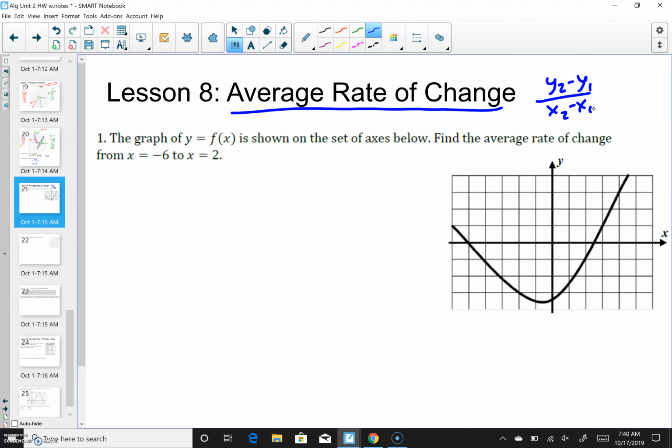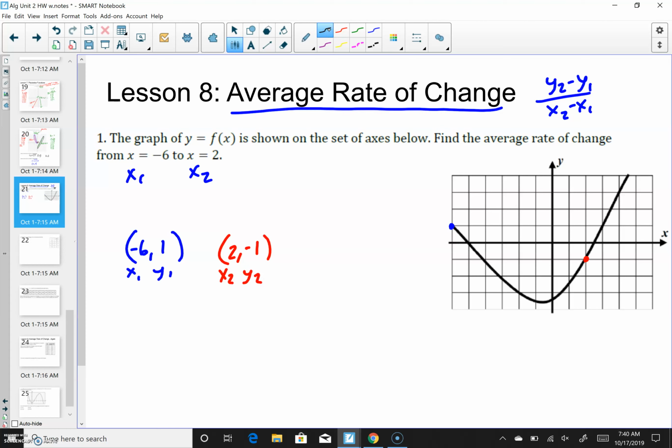So the first one says use the graph of y equals f of x. Find the average rate of change from x equals -6, we'll call that our x1, to x equals 2, we'll call that our x2. So first we have to find our coordinates. At -6, 1, 2, 3, 4, 5, 6. So there's our point -6. We get -6 comma -1. So there's our x1, y1. Now we need to find the value at 2. 1, 2. There's our coordinate there. We get 2, -1. There's our x2 and our y2.